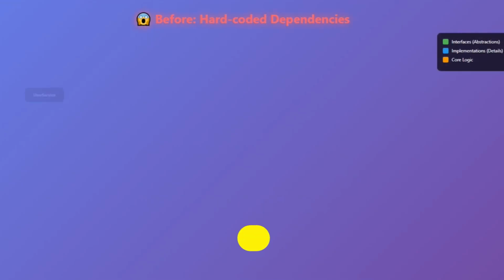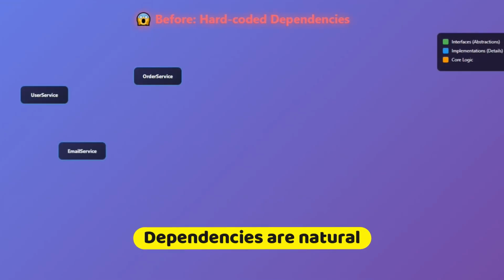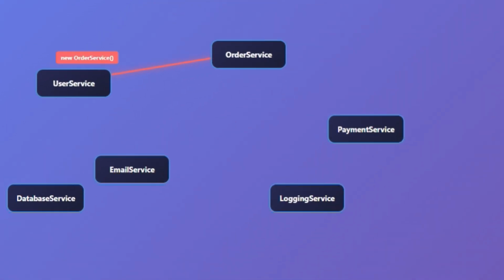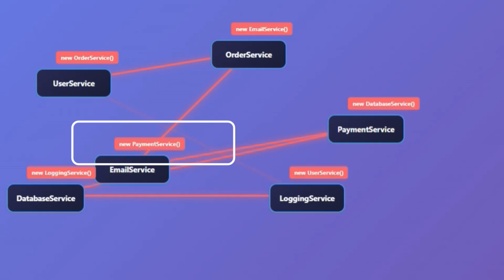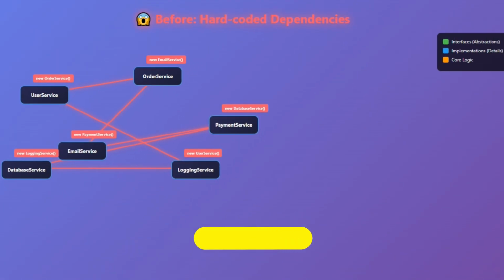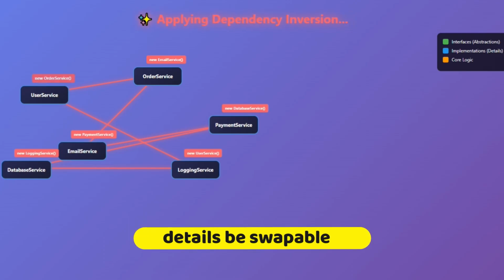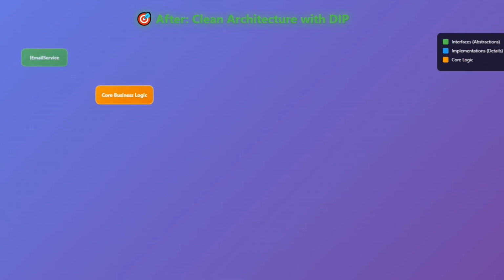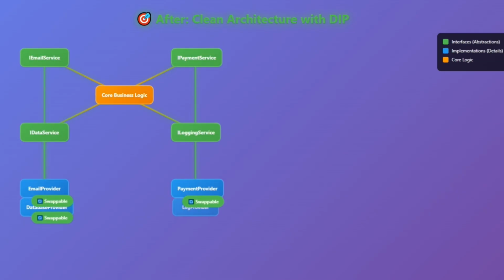So to wrap it up, dependencies are natural, but how you handle them makes all the difference. Don't hard-code concrete classes into your core logic with new keywords. Depend on interfaces, that's abstraction, and let the details be swappable. That's what the dependency inversion principle is all about. Once you understand this, it will definitely change the way you design system forever. Hope that made things clear and simple.